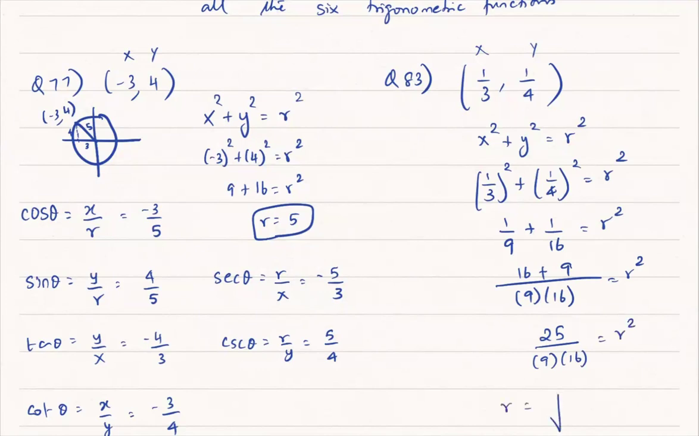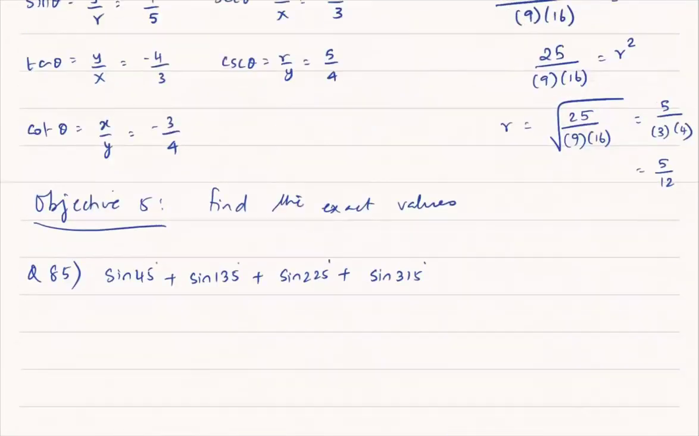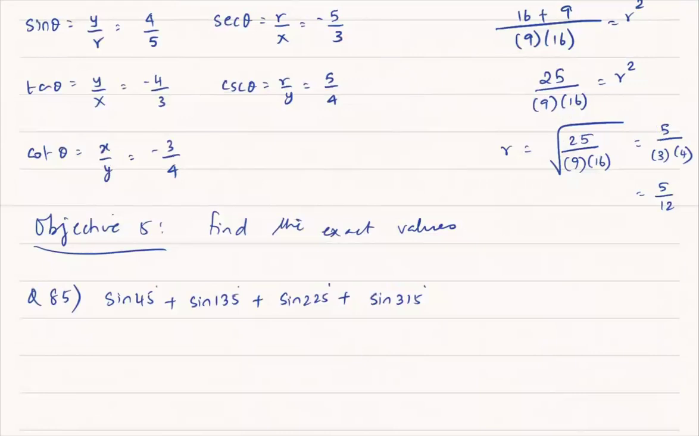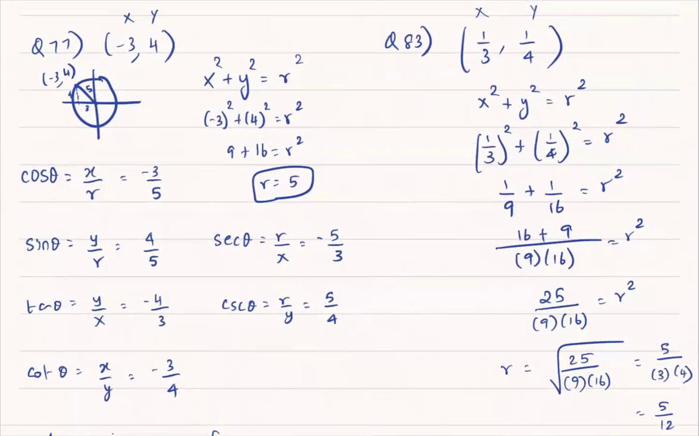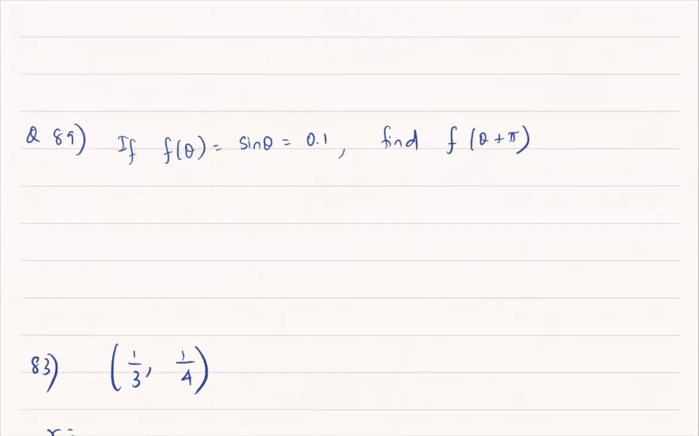So r will be square root of this whole thing. Square root of 25 is 5. Square root of 9 is 3. And this is 4. So your answer is 5/12 is your r. Your r is 5/12. Now we just took all the space just to find r. So I'm going to take this problem down and finish it. And third 1/4. So r we found out to be 5/12.